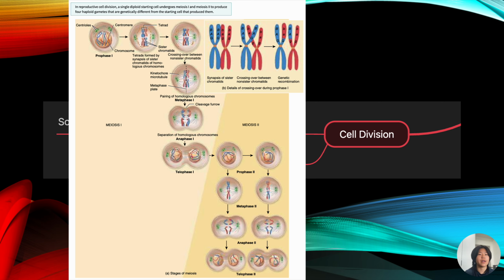Let's talk about the division of some reproductive cells. This is usually called meiosis. We start out with a diploid cell, basically a duplicated cell, and then we divide 2 times. So we have meiosis 1 and meiosis 2. We divide 2 times and we end up with haploid cells.